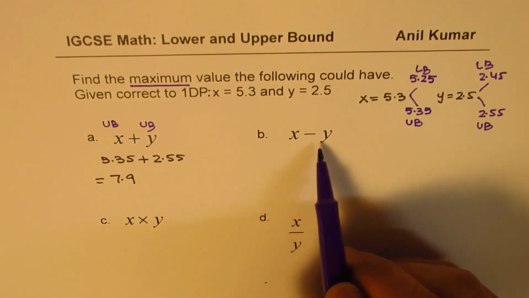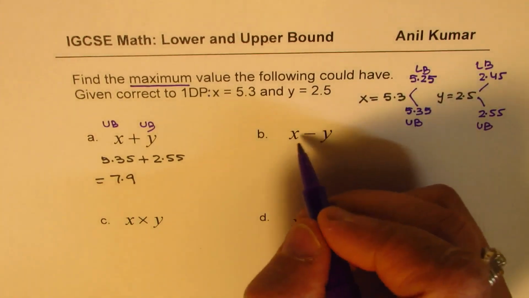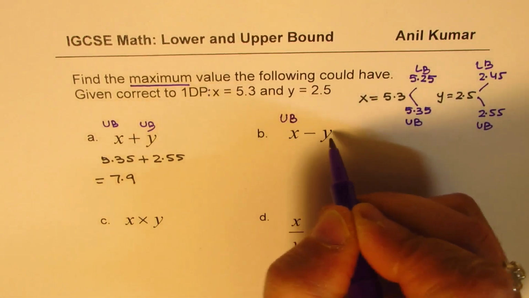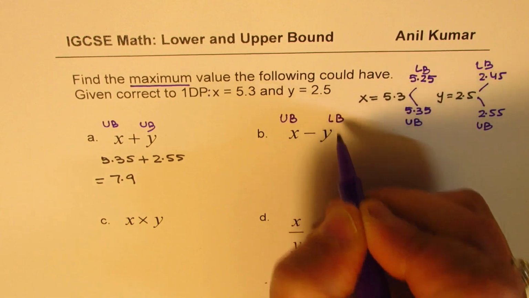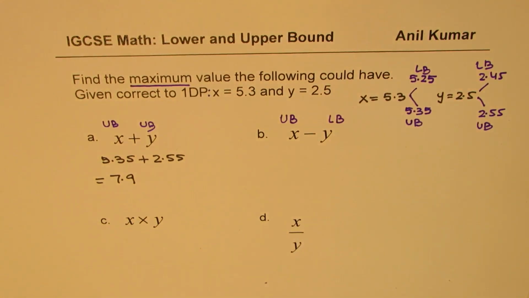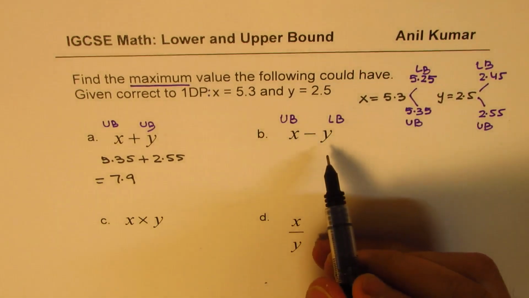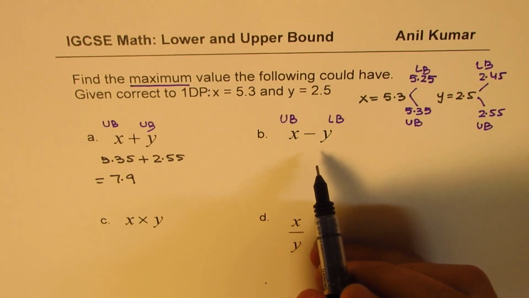So how do you get the difference to be maximum? Well, clearly, this number should be taken as the upper bound and the other number should be taken as the lower bound. Then only the difference will be maximum. Does it make sense to you, right? So that is what it is. So in calculations, you have to apply the logic.